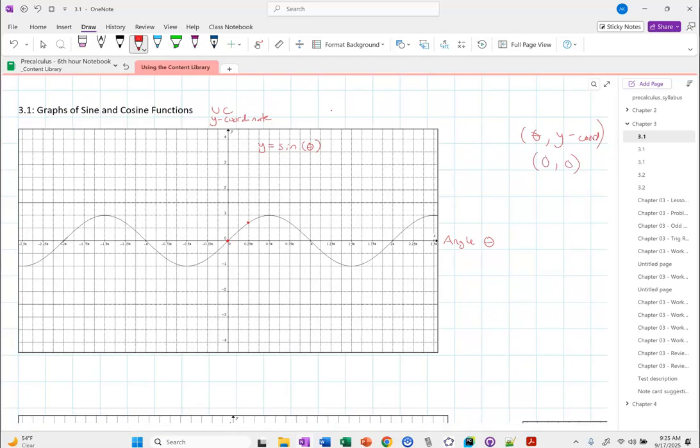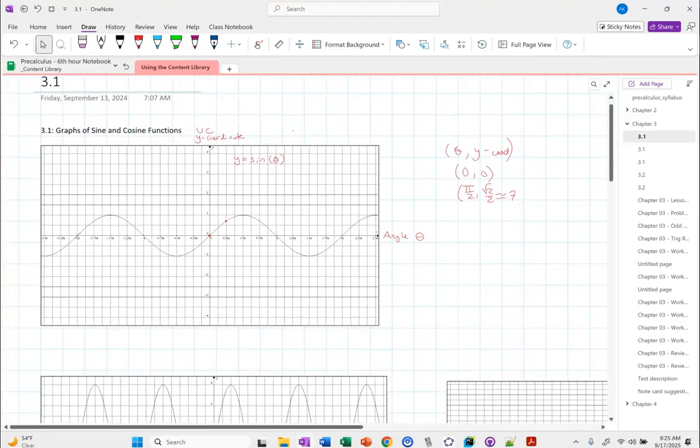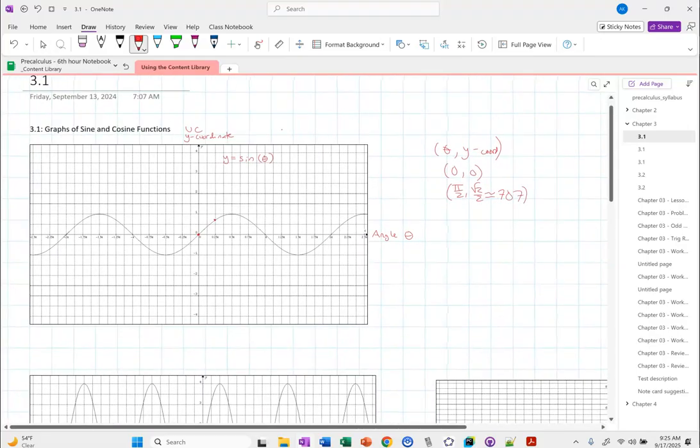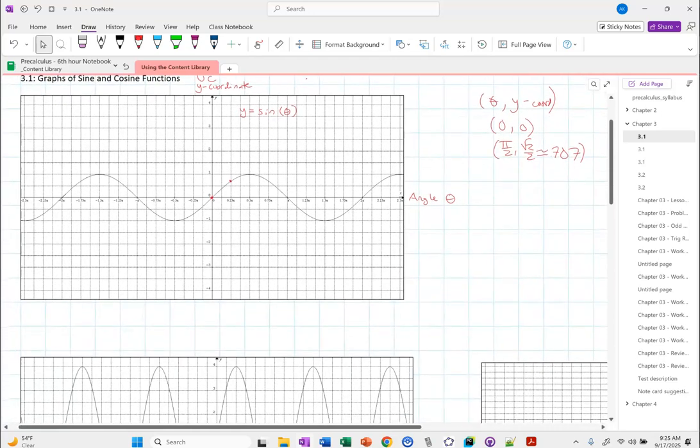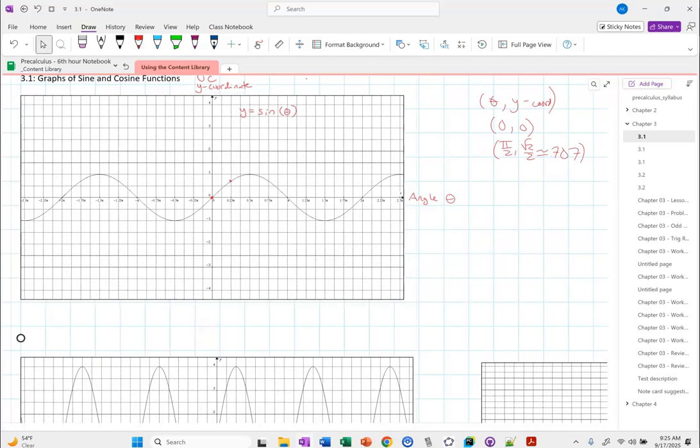So we did 0, 0. We plotted pi over 2, root 2 over 2, which is about 0.707. That zoomed in a little bit. Okay. So our next spot, our next tick mark is at 0.5 pi, which is 0.5 is the same thing as what fraction? 1/2. So the angle we're looking for here is 1/2 pi or pi over 2.